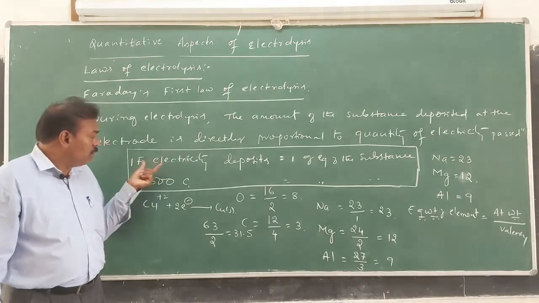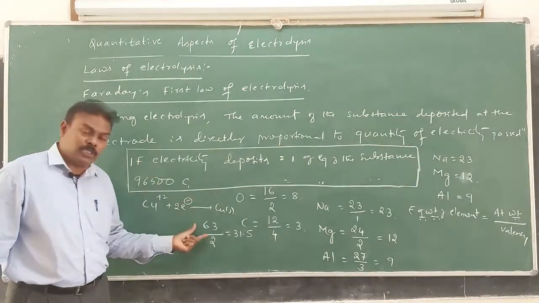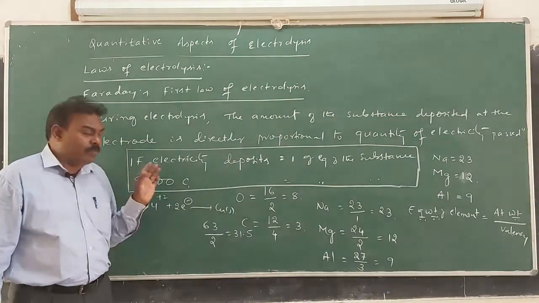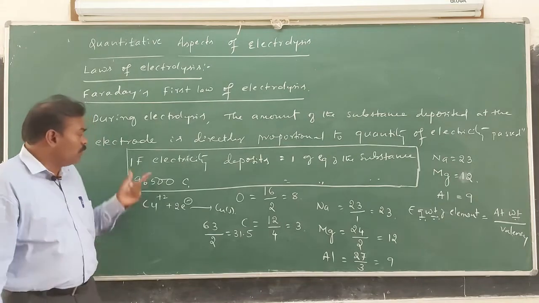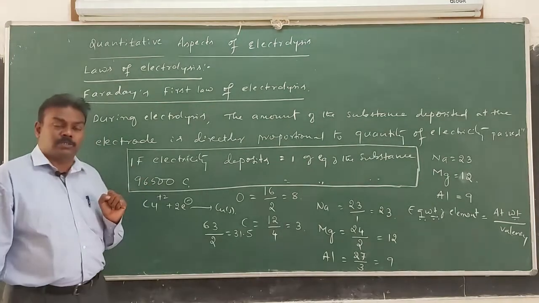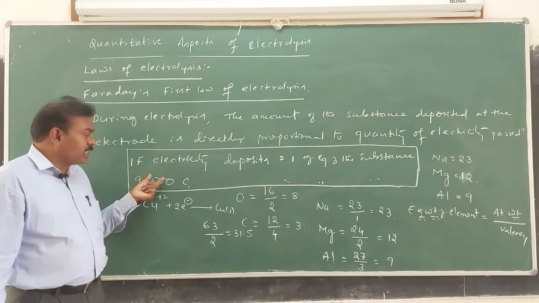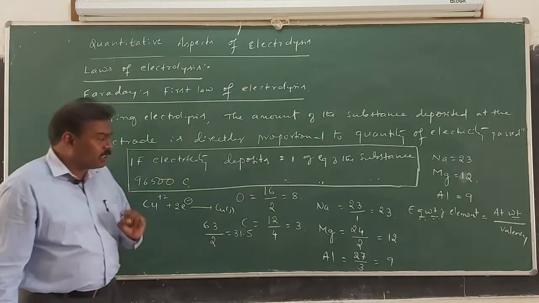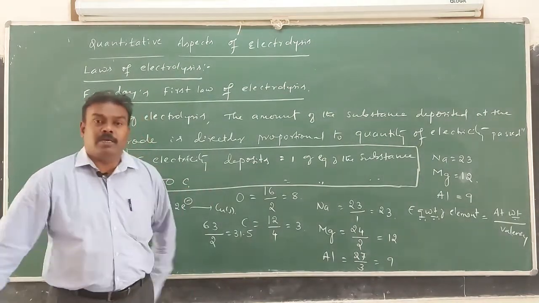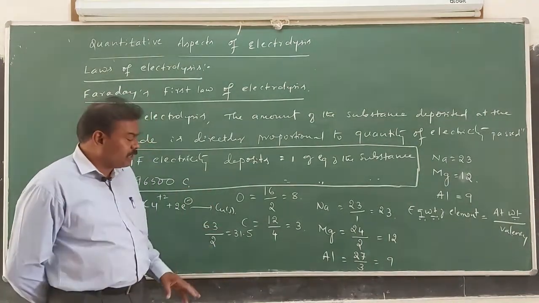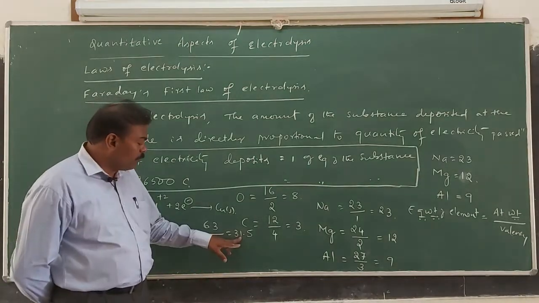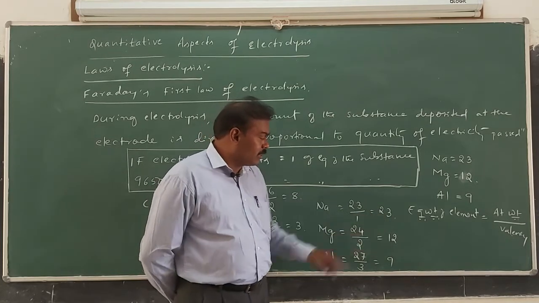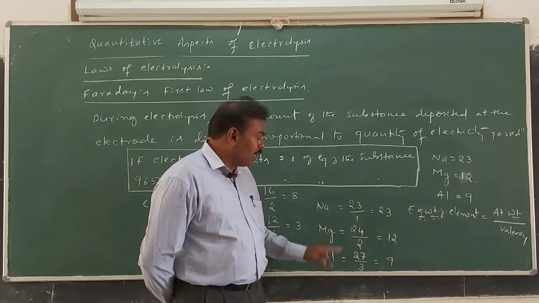If you pass 1 Faraday of electricity, how much substance is deposited? 1 Faraday is the same as 96,500 coulomb. When this much electricity is passed through any electrolytic solution, the substance deposited is 1 equivalent mass of that substance. Now 1 equivalent mass of copper is 31.5. 1 equivalent weight of sodium is 23. 1 equivalent weight of magnesium is 12. 1 equivalent weight of aluminum is 9.